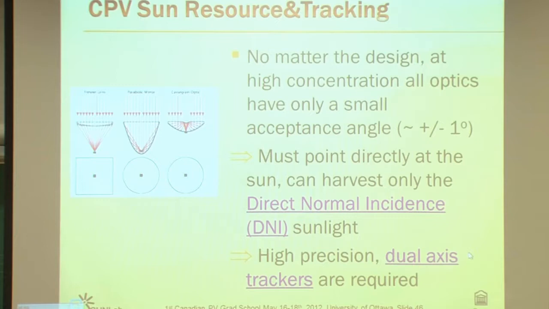No matter what way you concentrate, you'll have a very small acceptance angle. So essentially, you need to point directly at the sun. We're only going to harvest the direct normal incidence portion of the sunlight. Diffuse sunlight on a cloudy day like today doesn't get seen by the optic, doesn't get focused on the cell. It's a lost portion of the solar resource. It's only the direct normal incidence, so really good clear sky days.